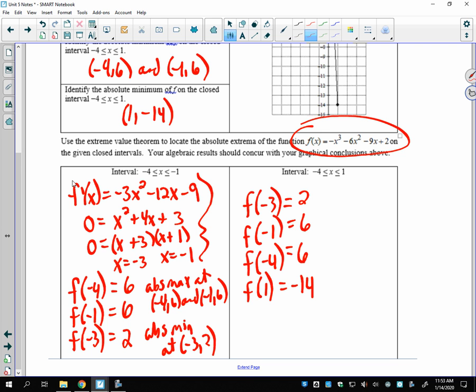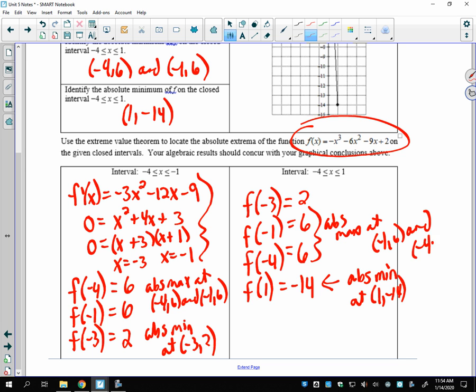So I look at this. This is my smallest number. So this is my absolute min at that point at (1, -14). And then this is still my largest point. So this is my absolute max at (-1, 6) and (-4, 6). But they put the graph there with it so we could compare it with that.